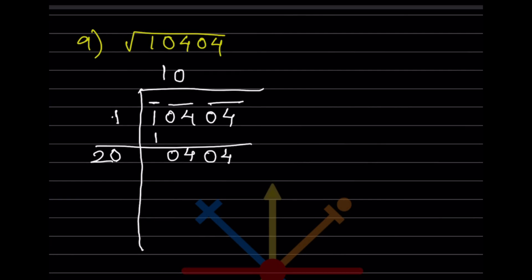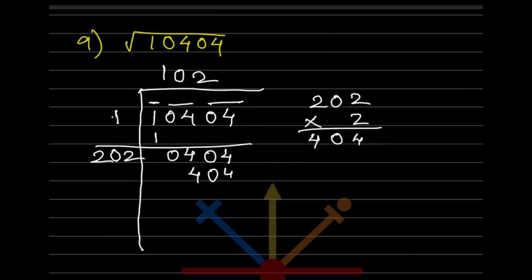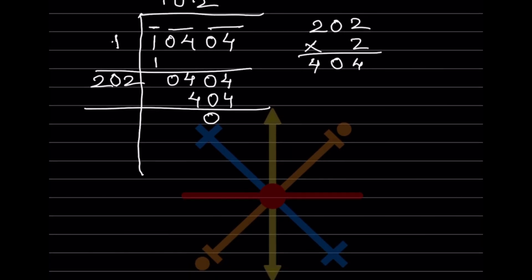Now let us see this, the unit place is 4. Either 2 square will be 4 here, or 8 square will be 64, which means the unit place will be 4. First let us see for 2. We are getting it for 2, so we did not go for the other number. So here is going to be 2. Here we can write 404. So the answer is 102. So you will write here root of 10404 is 102.